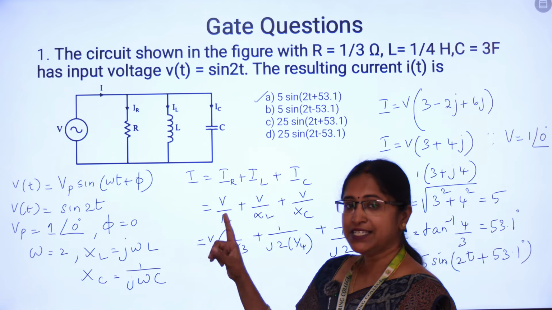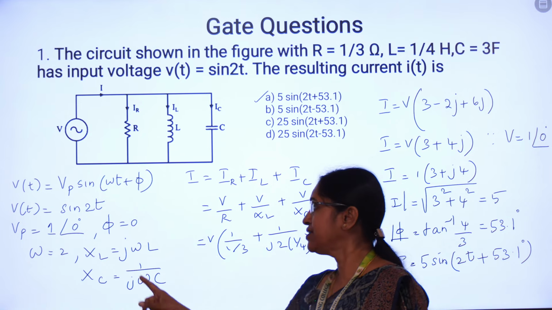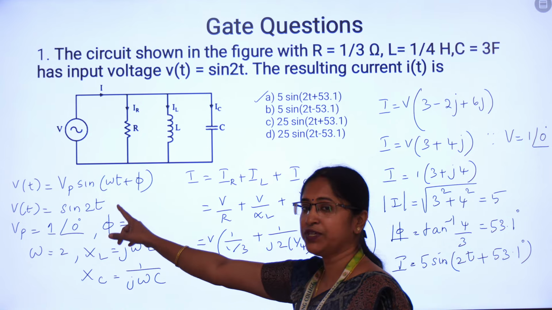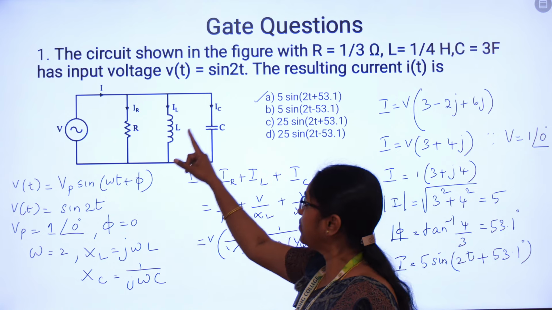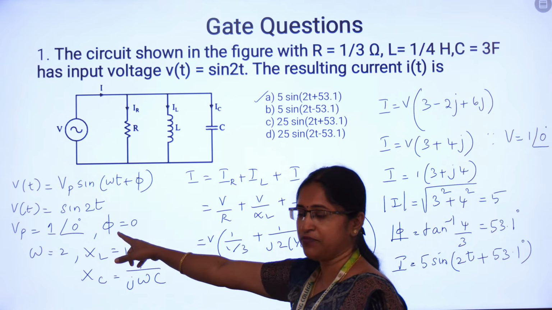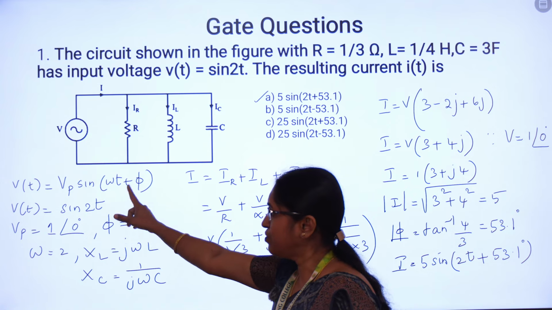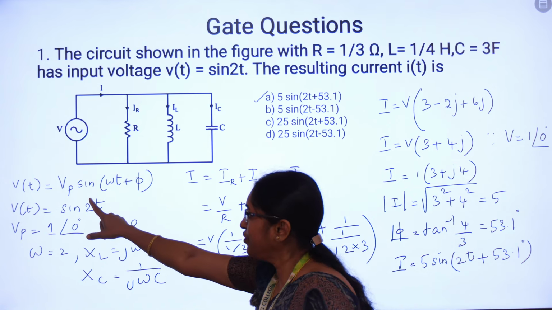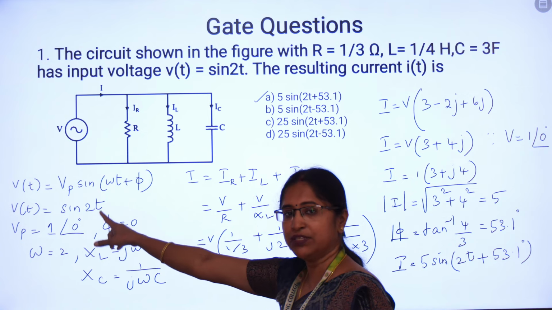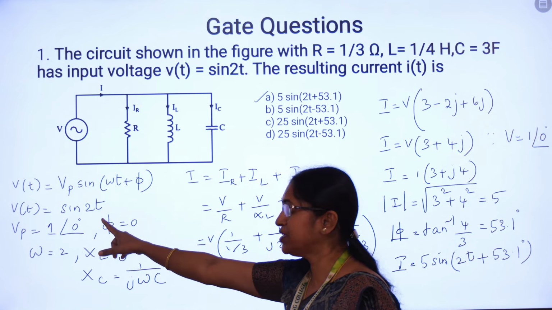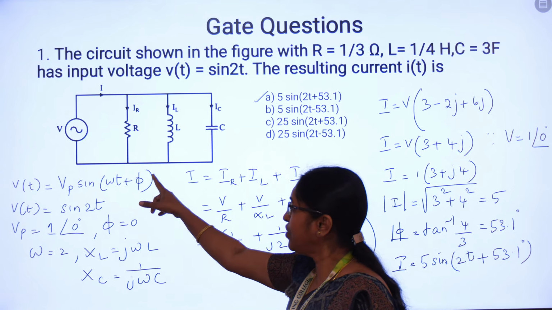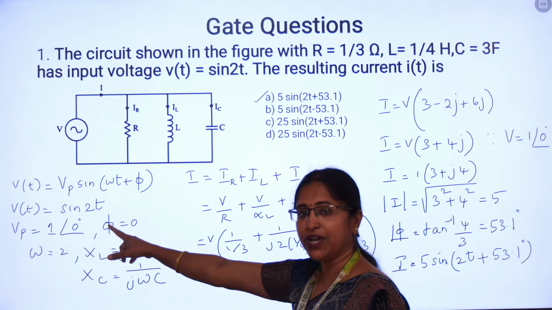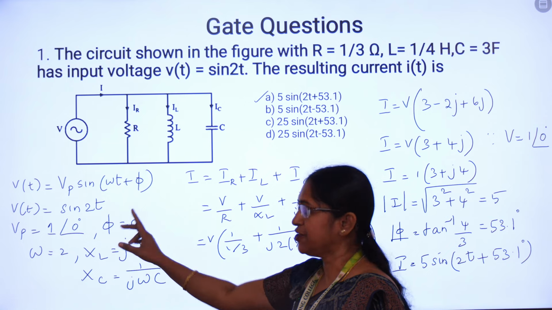I said initially in the first slide, the input voltage is given by V of t is equal to Vp sine of omega t plus phi. So now we are going to equate this input voltage with this formula. By using this formula, we can say that Vp is nothing but 1, because the coefficient of sine 2t is 1. Therefore, your peak voltage is 1. And this phi value is not given in this question. Therefore, your phi angle value is equal to 0.